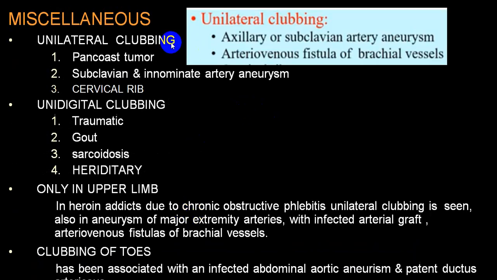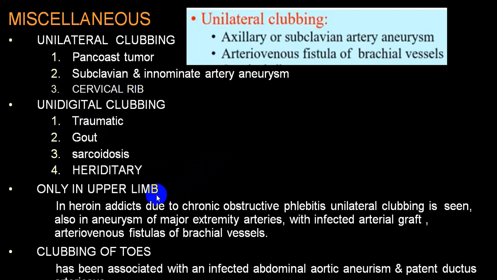You can come across unilateral clubbing, which is classical in case of Pancoast tumor, subclavian or innominate artery aneurysm, axillary artery aneurysm, AV fistula of brachial vessels, and also in case of cervical rib. Only single digit clubbing is very commonly seen in the upper limb because of traumatic injury. Just now we have uttered jackhammer toe, but it should be jackhammer thumb or finger. Also you get it in gout, particularly chronic, sarcoidosis, and once in a while hereditary because of AV malformations.